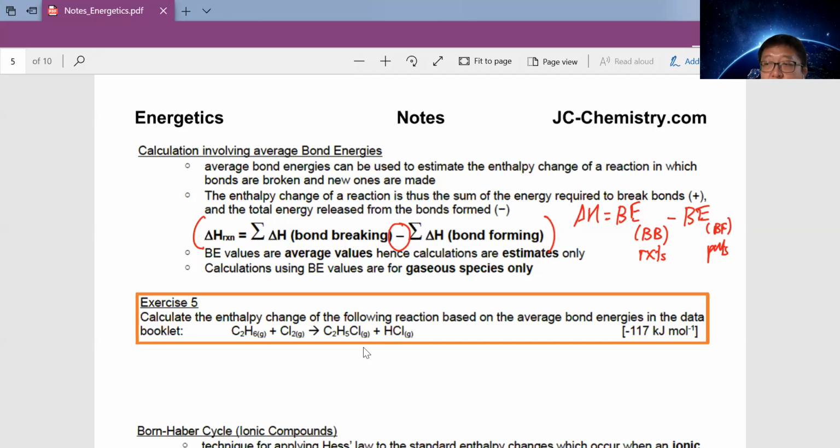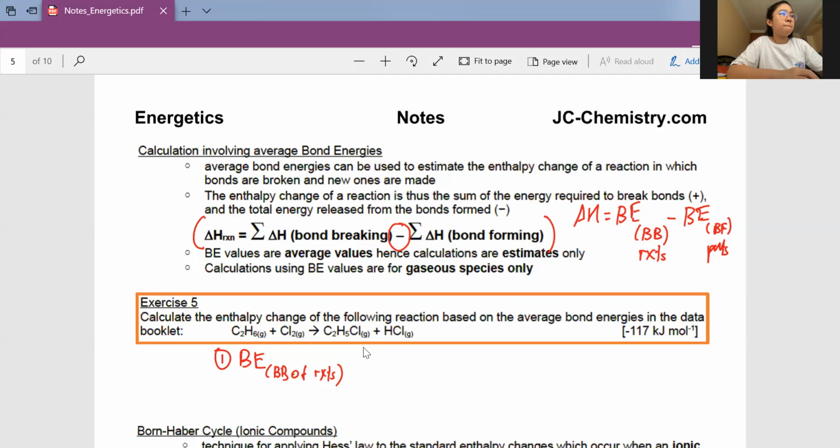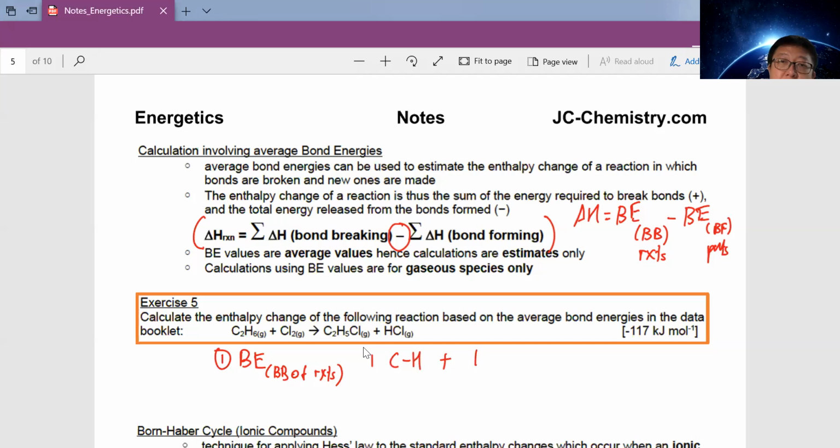In exercise 5, you can see from here, number 1, we will use the formula: bond energy for bond breaking of reactants. You are breaking, you must observe. Some students go and break everything, then they say there are 6 CH bonds, 1, 2, 3, 4, 5, 6. But you observe very carefully, they only break 1 CH bond plus 1 Cl bond. That's all they are breaking. No more. What about number 2?